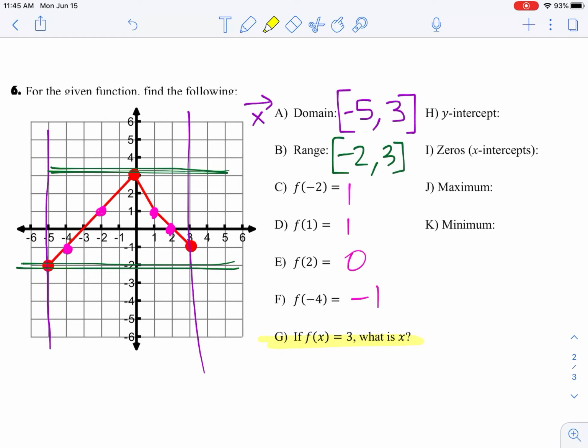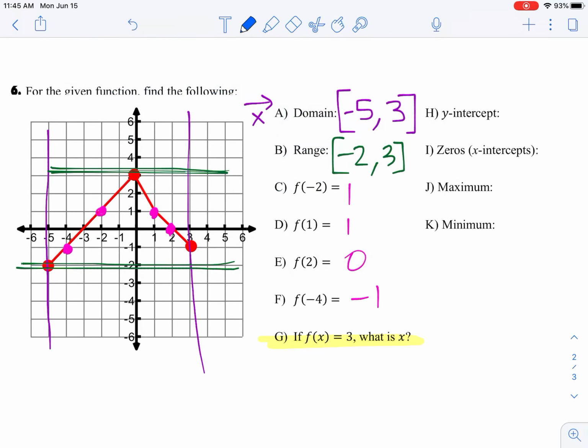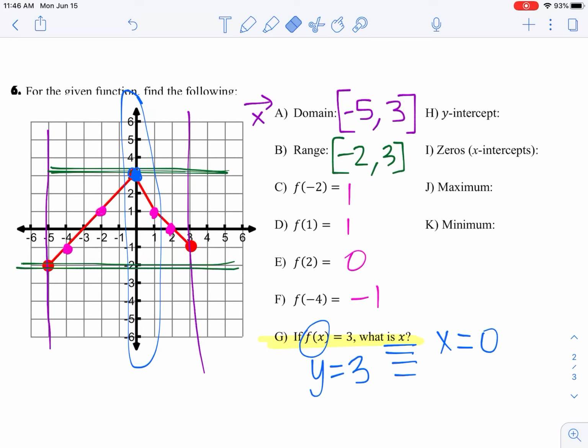G is different, and a lot of you did get this wrong on your practices. This is saying if f of x, which is y, is equal to 3, what is x? So when y is 3, I'm now looking on the y-axis for 3, which is this point right here, and the x is 0. So you're working backwards there. It's not saying when x is 3, what is y? So if you put -1, that's the mistake you made. It's saying if y is 3, then what is x?